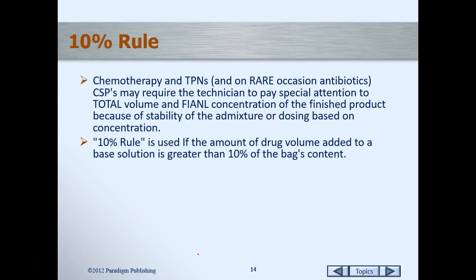So the 10% rule is used if the amount of drug added to a base solution is greater than 10% of the bag's content. So what does that mean? That means if we need to inject 15 milliliters of a solution into a 100 milliliter bag, that's going to be 15%. So what we would do is we would withdraw 15 milliliters from our solution prior to injecting the drug into the bag.